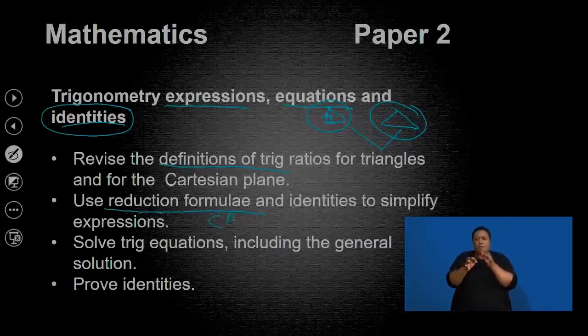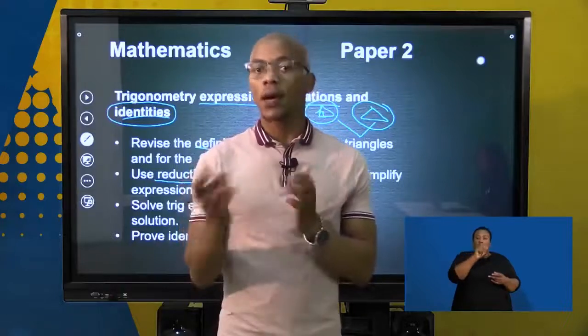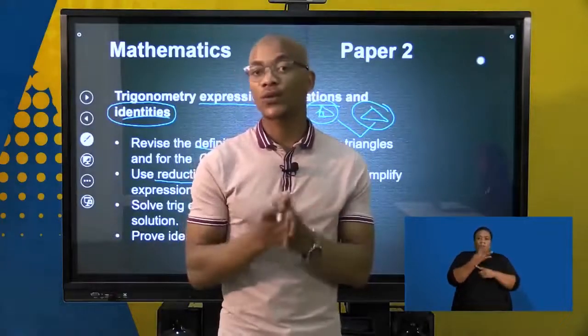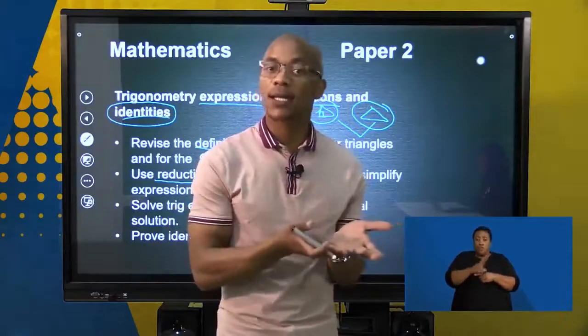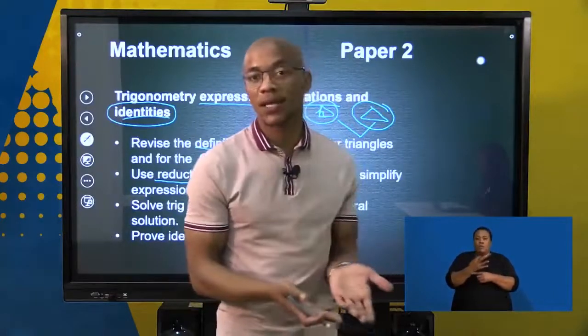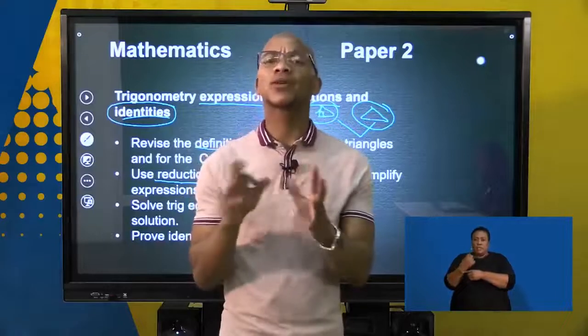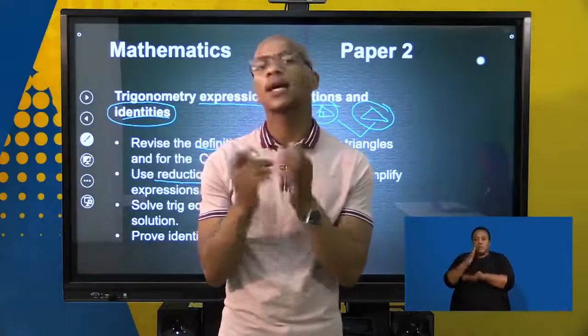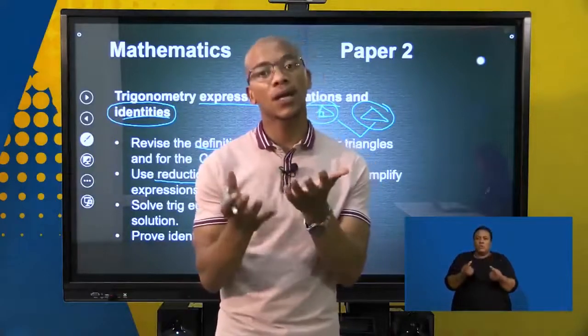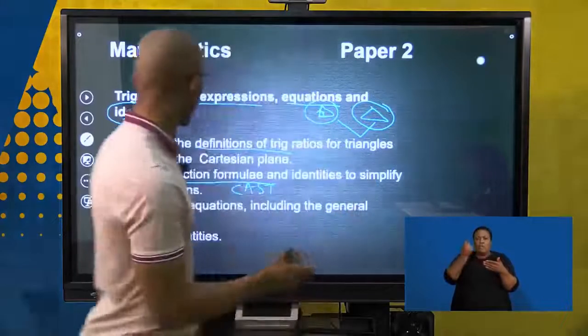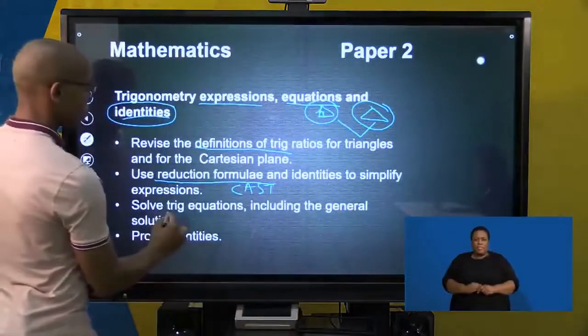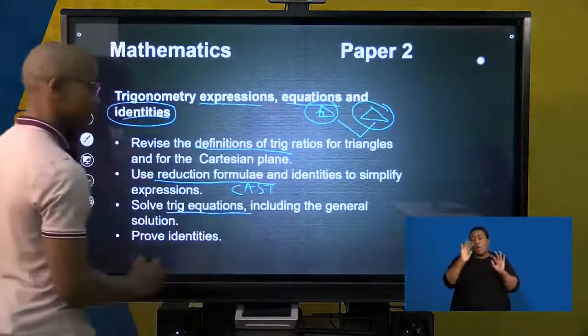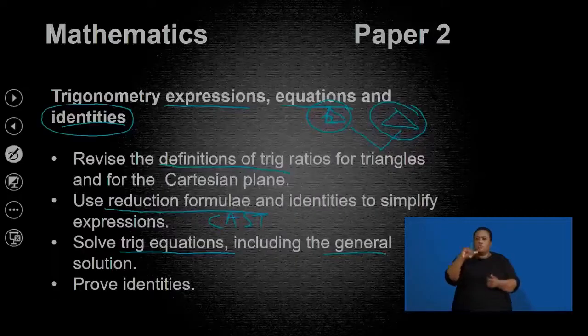I think most of us, we know this thing here where they say CAST, meaning cos is only positive in the fourth quadrant, all ratios are positive in the first quadrant, sine is positive in the second quadrant, and tan is positive in the third quadrant. So make sure that you locate the reduction formulae according to the Cartesian planes and according to the CAST diagram in order for it to make sense, please. And then also make sure that you know how to solve trig equations, including the general solution.